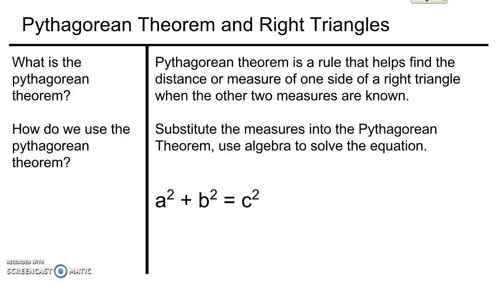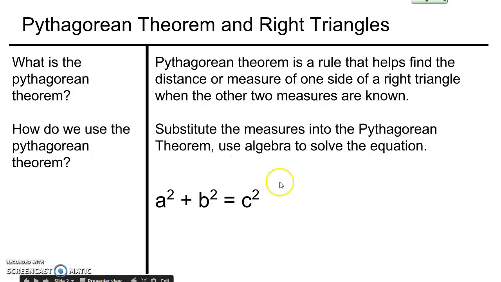So we're going to have a right triangle. Remember what that means? It means it has a right angle in it. Two of the sides we're going to know. The third side we're not going to know. Okay? And then we're going to plug in the two sides that we know into the Pythagorean theorem, and then we'll use algebra to solve the equation.